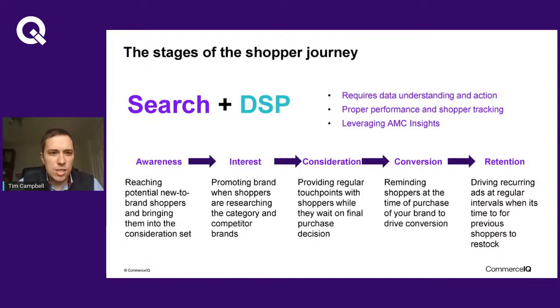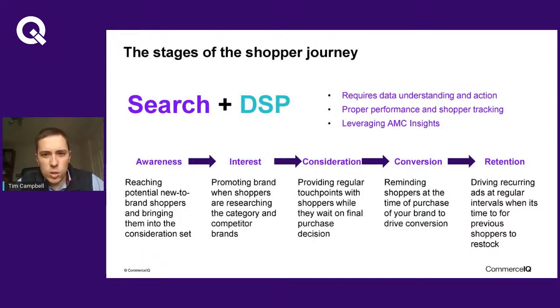So say you gain awareness by using these DSP ads. Then next stage comes the interest stage. Now they're interested, they do a little bit of research. Maybe they go on Amazon, they search for keywords related to the category, related to maybe the top brands in that category, your brand, competitor brands. And here's where you can leverage both search and DSP ads to make sure that your brands show up when they're doing their research, right? So that they remain top of mind during this research stage. The next stage here is the consideration stage.